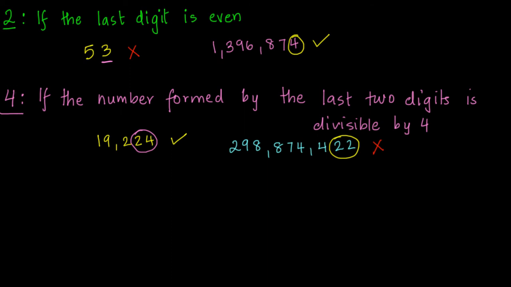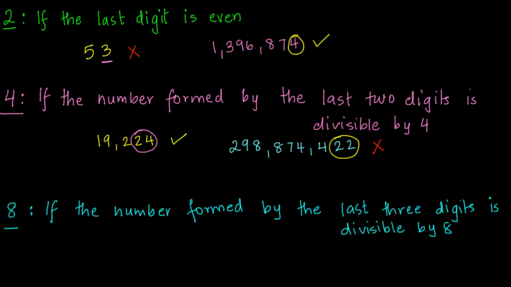So now let's look at the divisibility test for 8. And the test for 8 is quite similar to the test for 4. So in 4, we were looking for the last 2 digits. In 8, we are going to look for the last 3 digits. And if the number formed by the last 3 digits is divisible by 8, then the entire number is divisible by 8. So let's take an example, 795,240. Again, I need to look at only the last 3 digits. And I know that 240 is divisible by 8. So this entire number is divisible by 8.